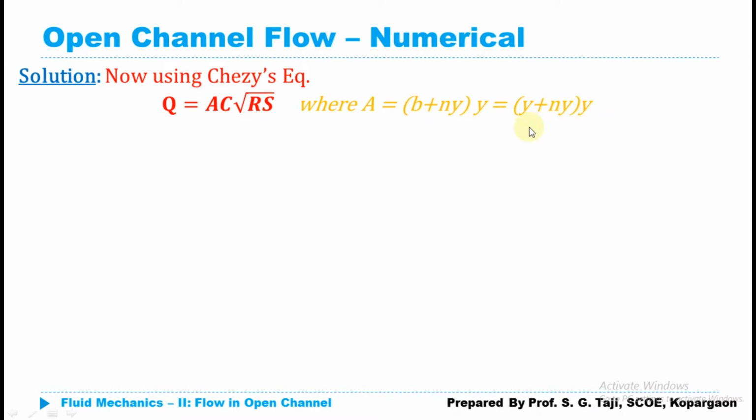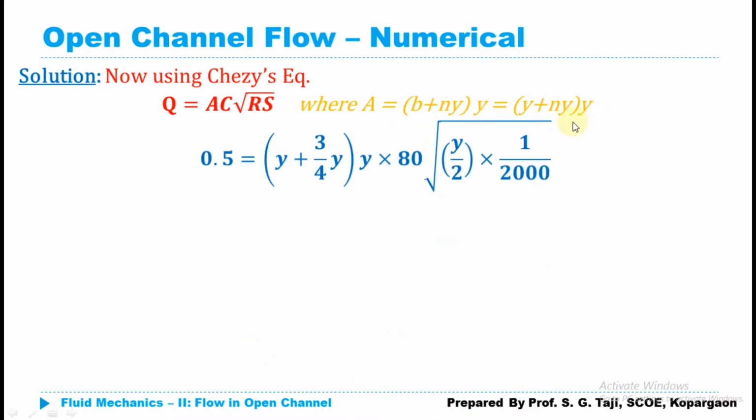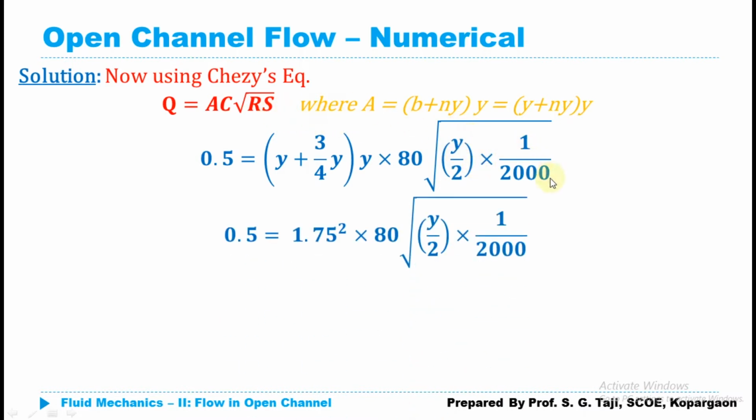So we will get the equation in the form of y only. We are computing the value of y, which is coming out as y plus 3 by 4y multiplied by y. Value of C is given as 80. Again, value of R is given, for the most economical channel section, as y upon 2, and slope already given in the numerical, which is 1 upon 2000. So simply calculating all those in terms of y, I will get the value of y.